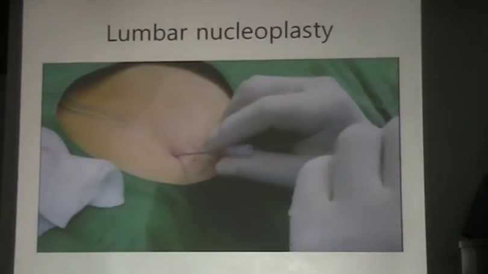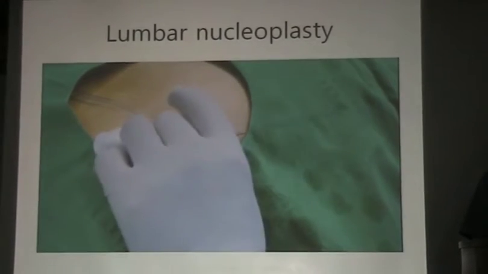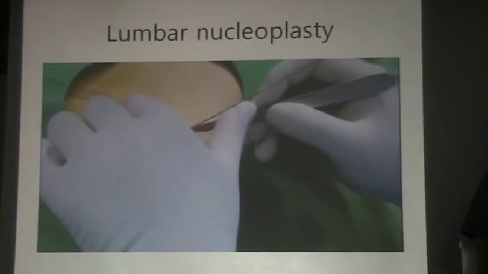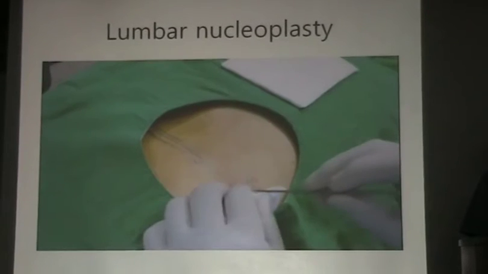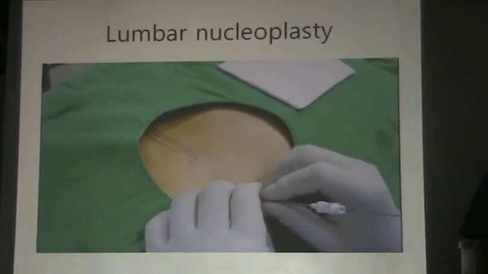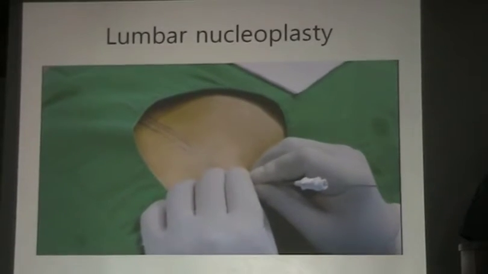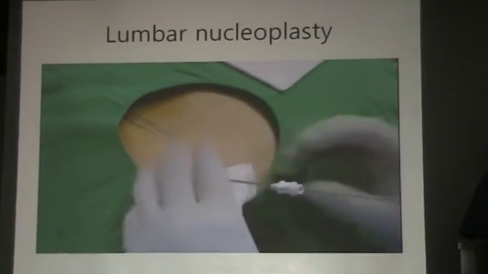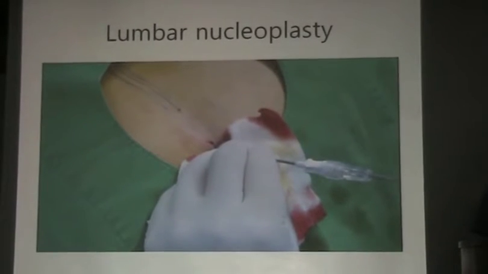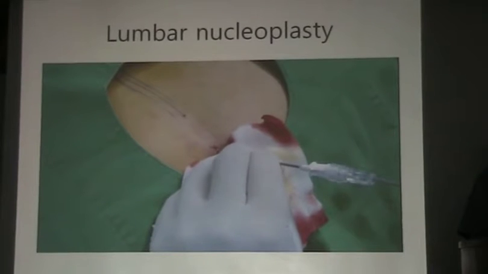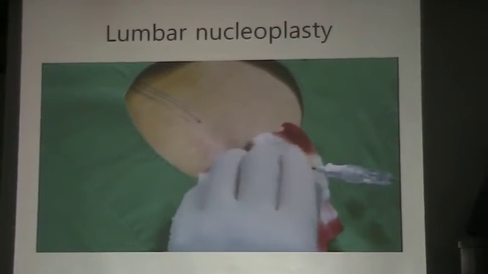Sidewise insertion, and then trocar insertion. Small incision, very small incision. Trocar insertion like this, gently into the disc space, and radiculoplasty catheter combined with trocar.